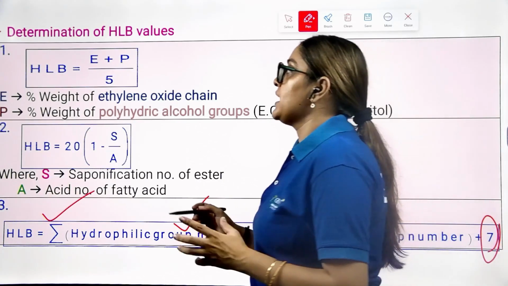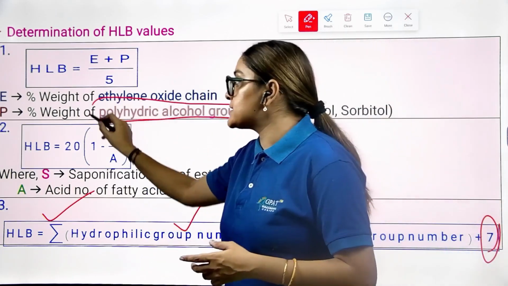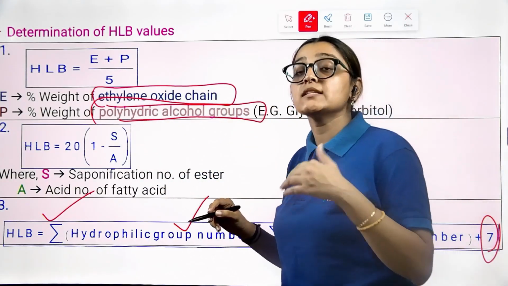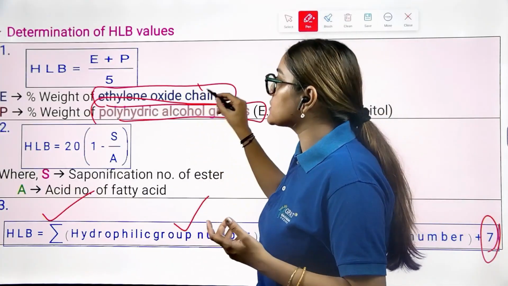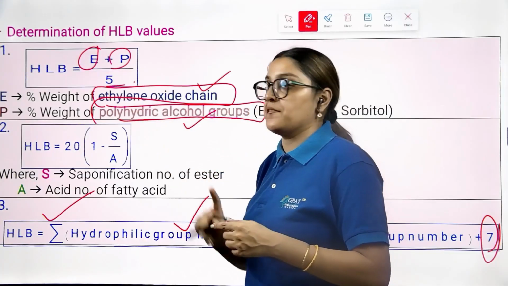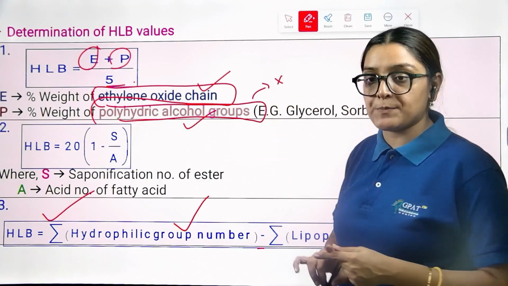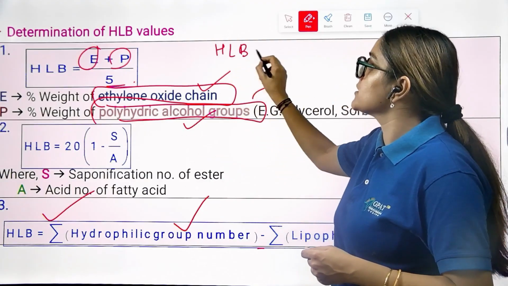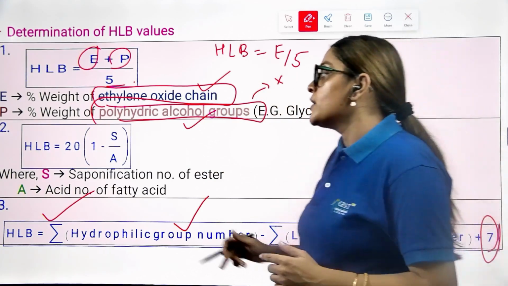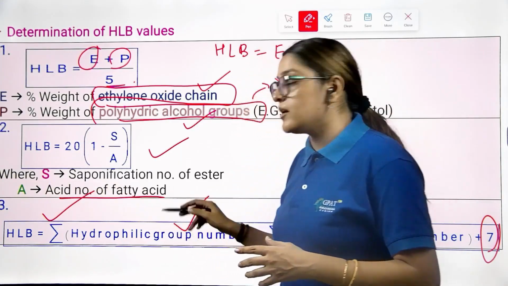Okay. Second, sometimes polyhydric groups are present as well as an ethylene oxide chain. For example, in the case of spans, tweens, right? So when an ethylene oxide chain or polyhydric groups are present, then we have HLB equals E plus P upon 5. In the case where no polyhydric group is present, you can calculate it by HLB equals E upon 5. You can calculate by this formula also, right? Third, sometimes in ingredients like beeswax you have seen, right? So sometimes we use the fatty acid as well.